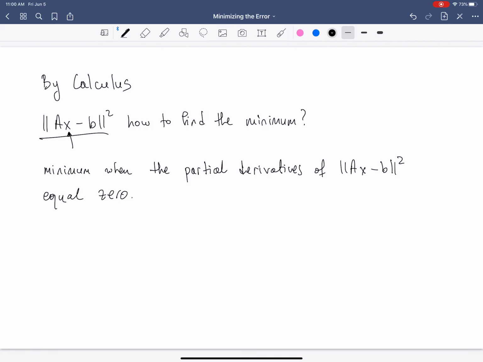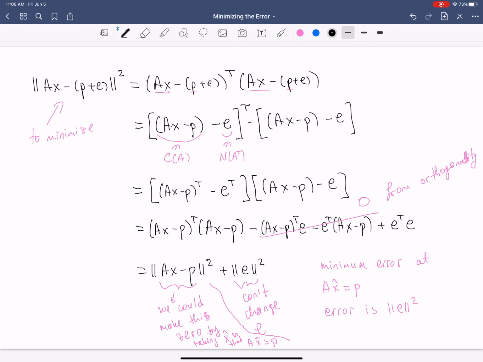Oftentimes, least squares solutions, least squares approximations are introduced in many settings where students have not taken linear algebra. And so they will go into this, in my opinion, painful proof of the minimum by looking at derivatives. I think it's much more elegant to look at either the geometry or the linear algebra. This may seem long, but it really isn't, and it's a very elegant proof compared to looking at derivatives.